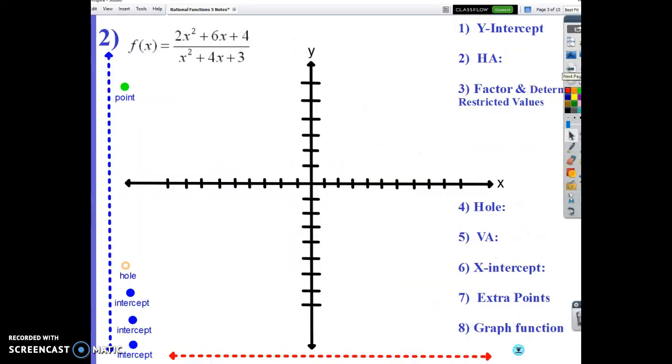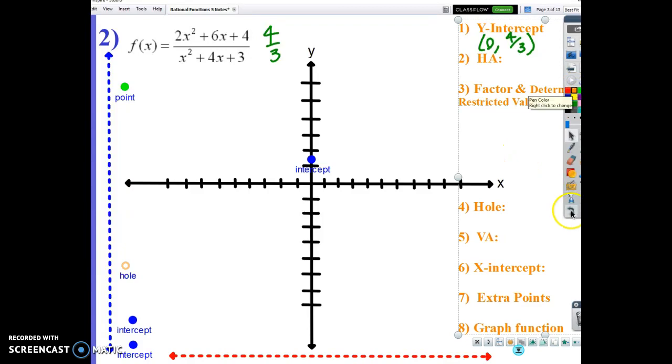So now for the second one, we need our y-intercept again. So our y-intercept, if we plug in 0 again for all of our x's, we're going to get 4 over 3. So we get the y-intercept 0, 4/3. I'm going to go ahead and take one of our intercept points, drag it over to 0, 4/3.